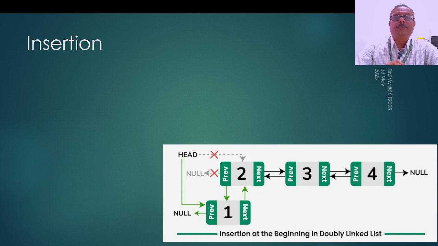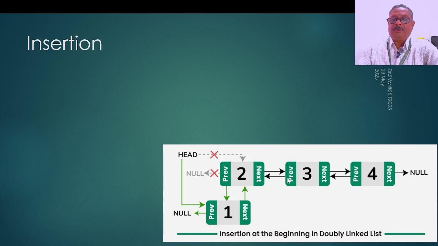So there are four possibilities, or you can say five possibilities, of inserting a node. A node may be inserted at the beginning of the doubly linked list, which is equivalent to the push operation, or it can be inserted before any given node, or after any given node, or at any particular position, and finally at the end of the linked list. So let's begin our journey and see how we can insert in the beginning.